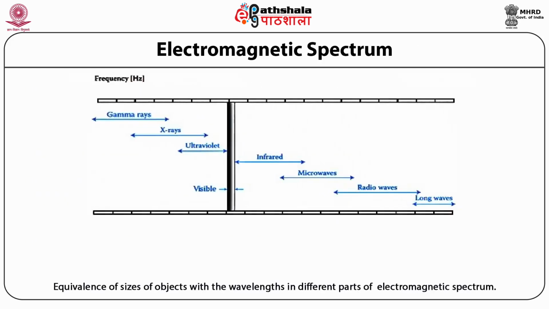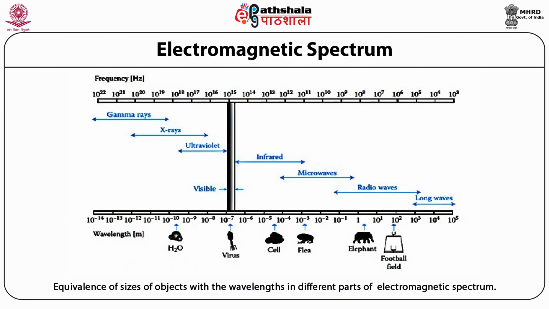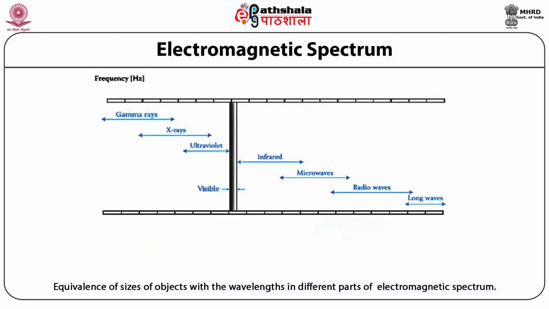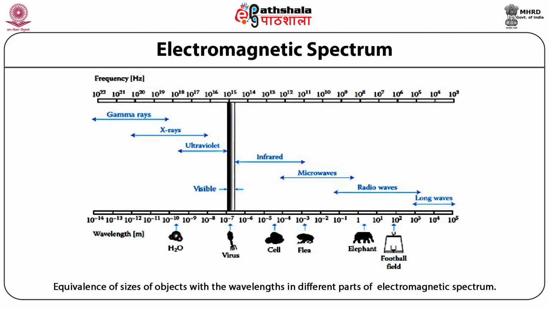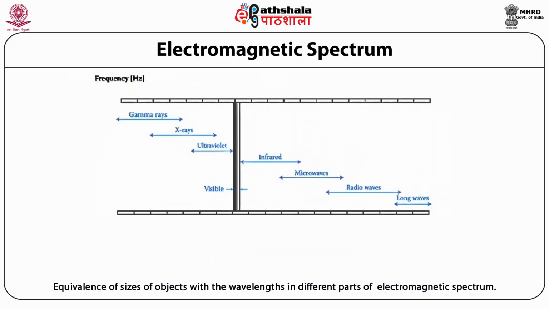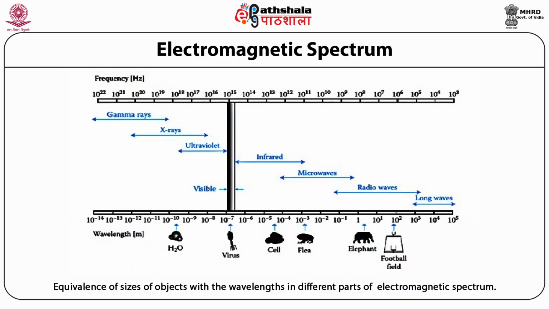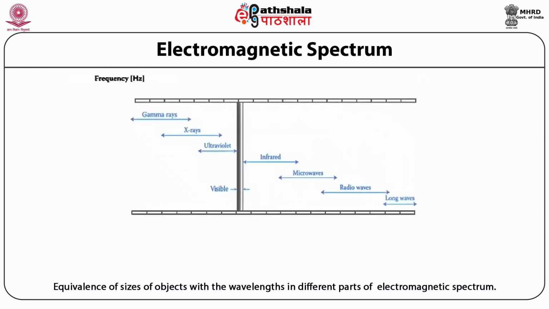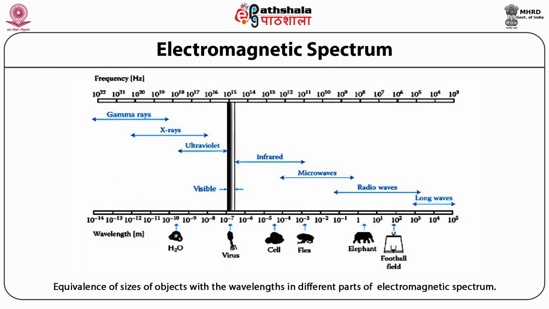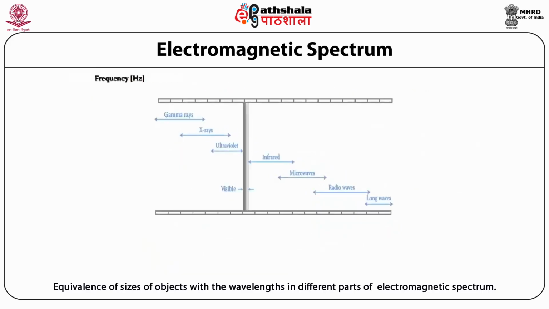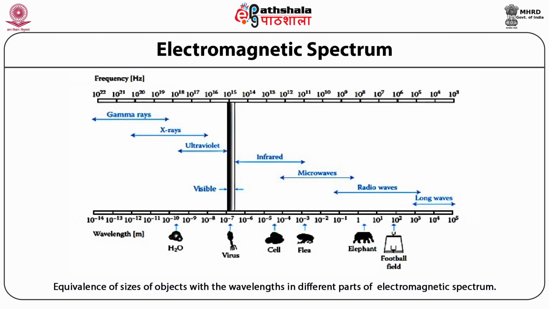This figure shows the electromagnetic spectrum where the frequency varies from 10 to the power 3 to 10 to the power 22 Hertz, and below the axis the wavelength is shown in meters. All these frequency ranges show the different waves, that is long waves, radio waves, microwaves, infrared waves, ultraviolet waves, X-rays and gamma rays.